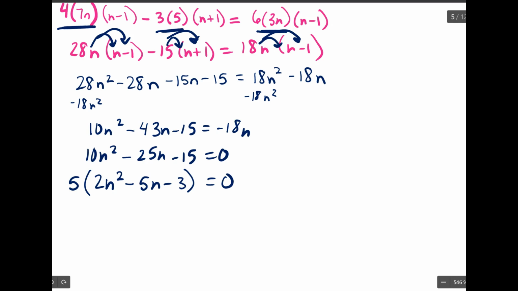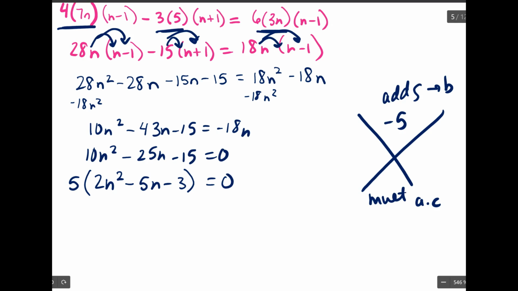Do we know how to factor quadratics with a coefficient other than 1? Yes, we do! Alright, let's do this. So, what adds to my b, which is negative 5, and multiplies to a times c, which is negative 6? Where is this a, c, and b coming from? It's from chapter 4! ax squared plus bx plus c. So I'm taking the coefficient 2 and negative 3 and multiplying together. What adds to negative 5 and multiplies to negative 6?